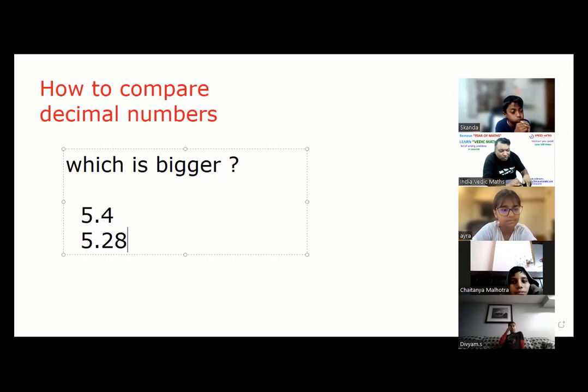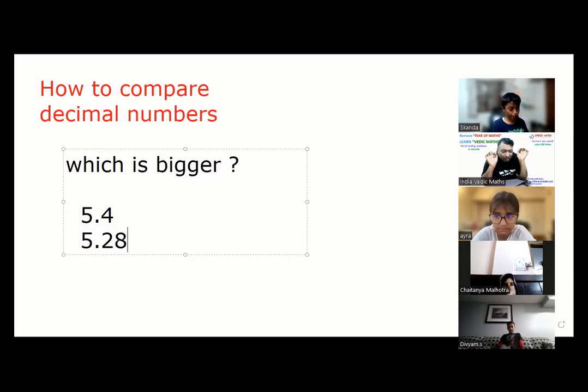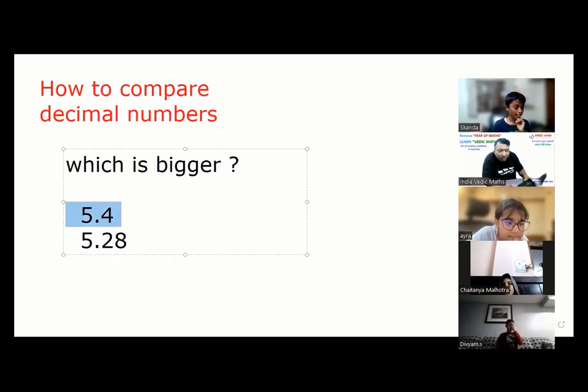And now the interesting question, Panash, which number is bigger now? 5.28. And this is wrong. Now I'll tell you why. First of all, how to read the numbers, guys? Listen carefully, Panash and everyone. The way you read a number is 5.4. You will never say 5.28 as five point twenty-eight.